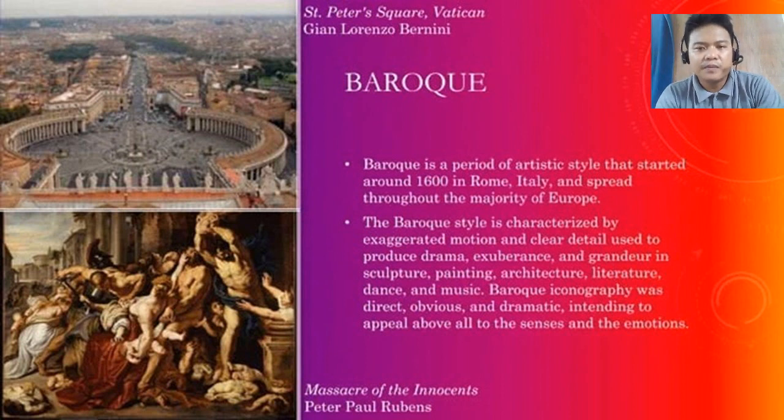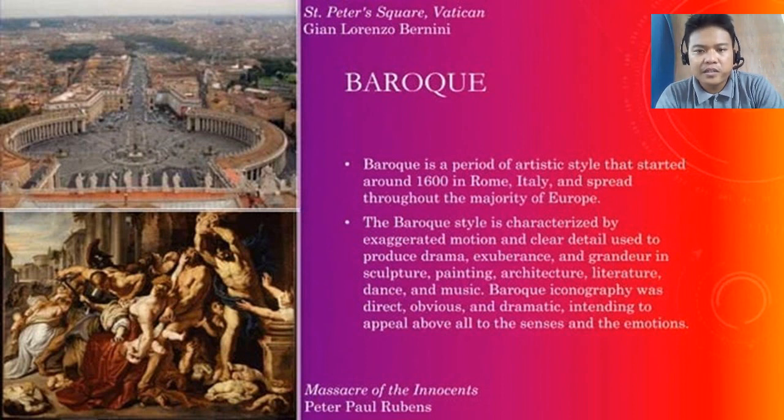Okay, so Baroque is a period of artistic style that started around 1600 in Rome, Italy, and spread throughout the majority of Europe. Just like here on the upper left, we have St. Peter's Square in the Vatican by Gian Lorenzo Bernini, and we also have the Massacre of the Innocents by Peter Paul Rubens on the bottom left.